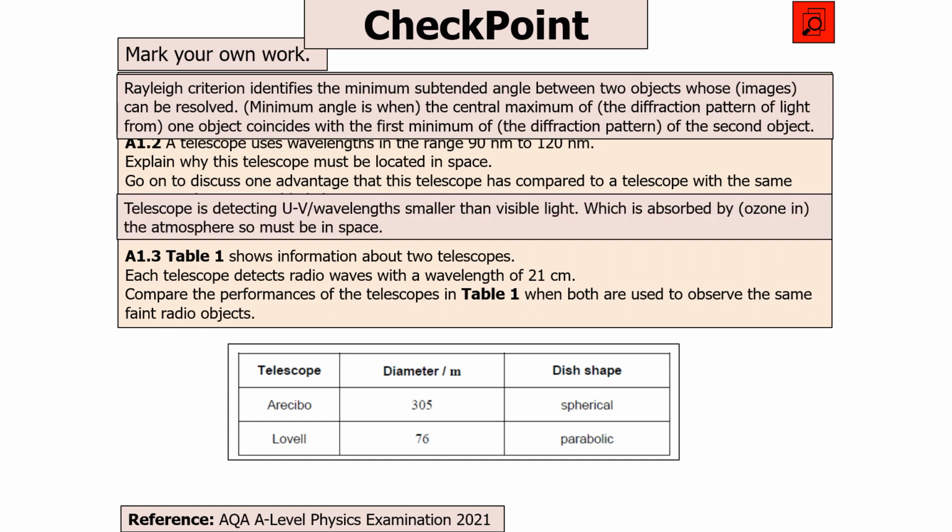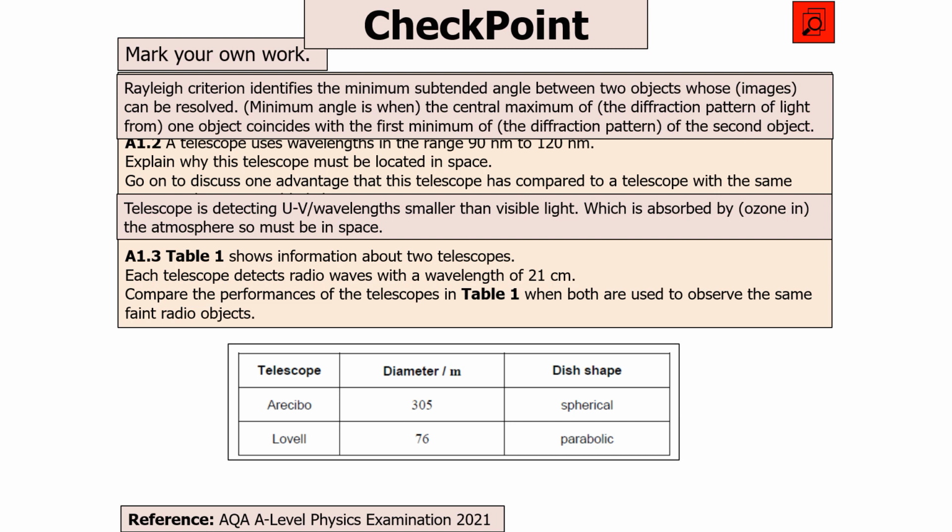Now, for telescopes detecting UV, or wavelengths smaller than visible light, this is very important because it indicates that it's going to be absorbed by the ozone layer, so the atmosphere is going to absorb it, and therefore the telescope must be in space.